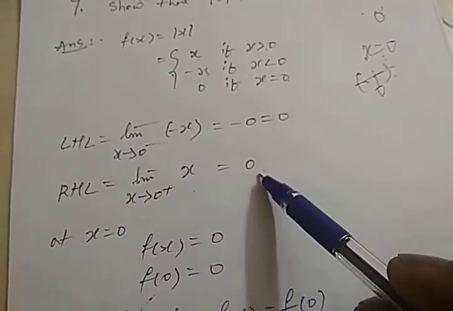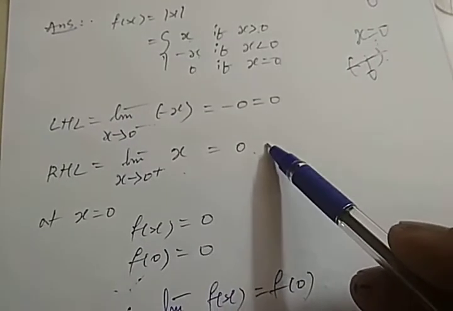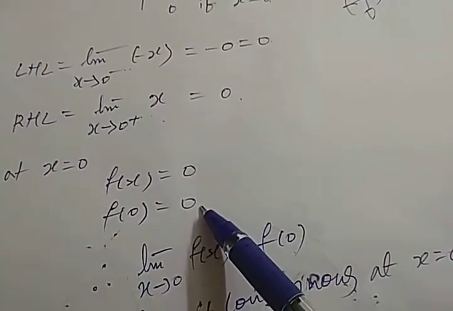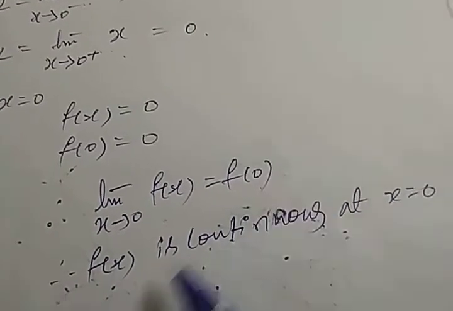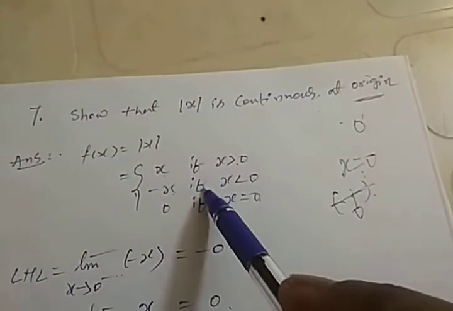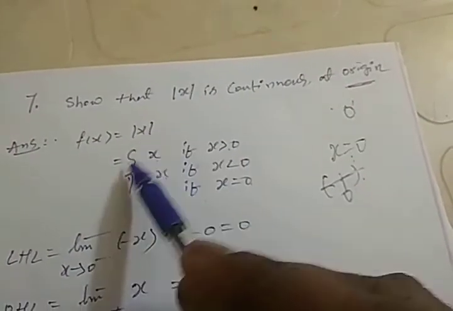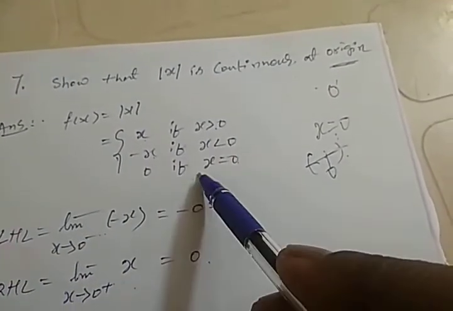Now the limit as x tends to 0 of f of x is equal to f of 0, because the left hand limit is 0 and the right hand limit is 0. This is the limiting value of the function, and the functional value is also 0. Therefore f of x is continuous at the origin. This is the definition of mod x: plus x if x greater than 0, minus x if x less than 0, 0 if x equals 0. Okay. Thank you.